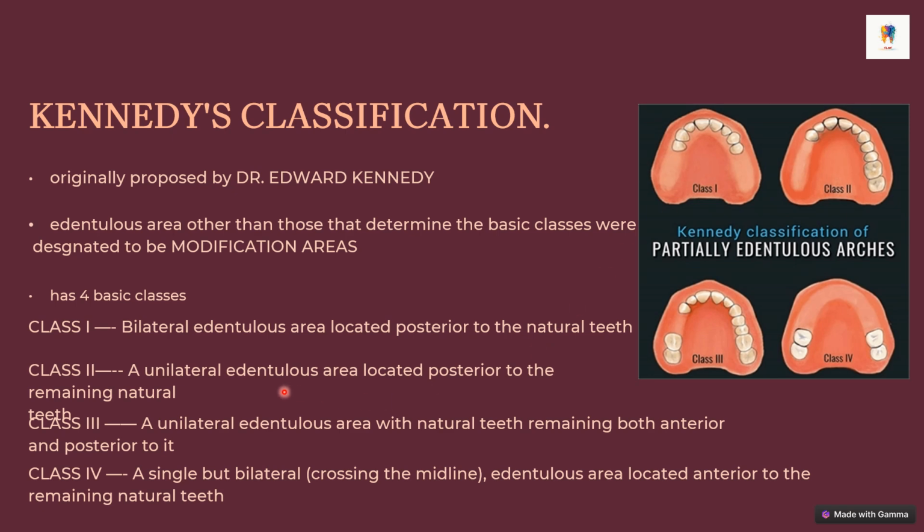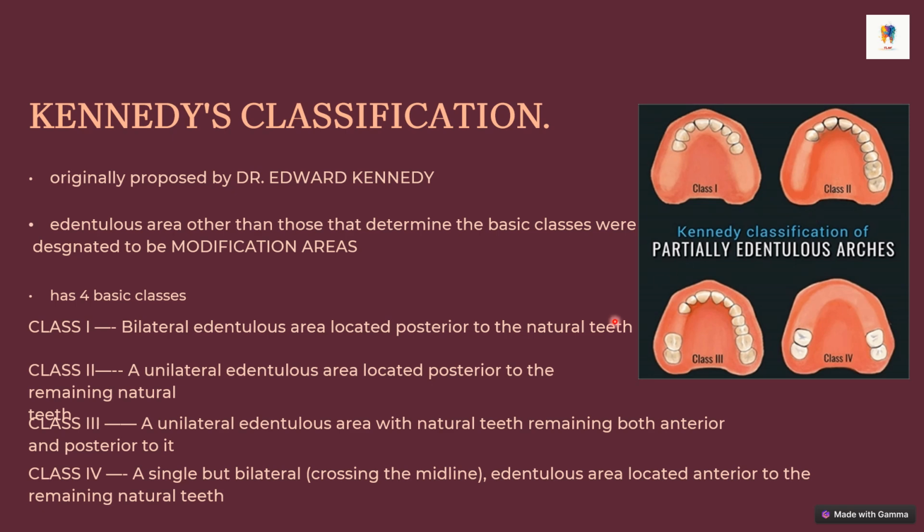Then the second class says a unilateral edentulous area located posterior to the remaining natural teeth. These are the remaining natural teeth. This is a unilateral area. It's not bilateral. See, the teeth are missing from one side, not from two sides, like seen in this picture. So teeth are missing from one side and posteriorly. A unilateral edentulous area located posterior to the natural teeth is your Kennedy's class 2.